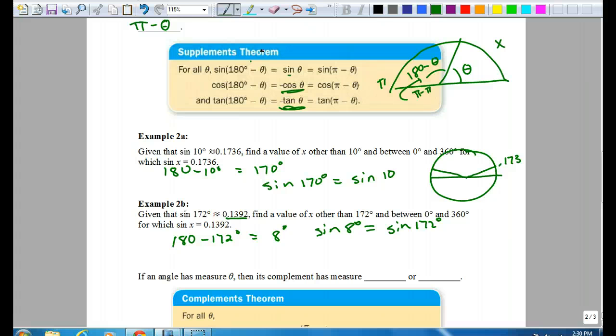Okay, so if an angle has a measure theta, then its complement has a measure of 90 degrees minus theta, or pi over 2 minus theta. So back to geometry again. Remember, a complement is when you take a 90-degree angle and add one angle to the other to make 90 degrees. So if I go theta here, my complement here is going to be 90 minus theta if I'm in degrees. Remember, in the unit circle, this part after the first quadrant is pi over 2. So that's why they get pi over 2 minus theta.